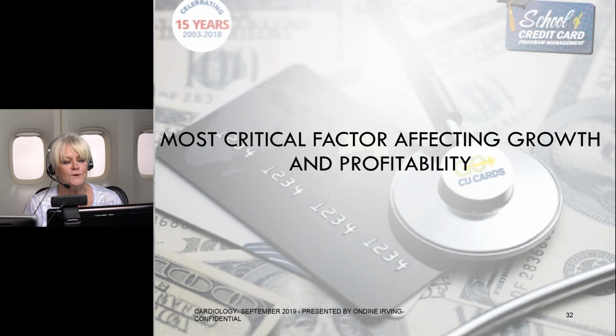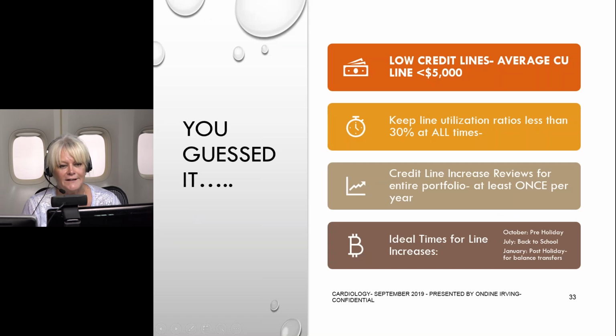So the most critical factor for affecting growth and profitability is credit lines. You understand by now the bulk of our income comes from balances, right? And finance charges. We can't get those strong balances if we don't have strong lines. And I'm not talking crazy. I'm not talking $20,000, $30,000 lines. I'm talking about your average portfolio overall.